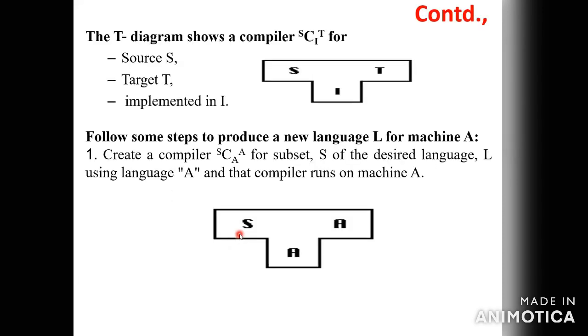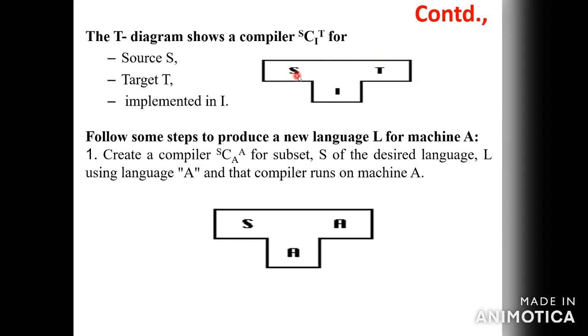Okay. Here I am indicating some T diagrams. In bootstrapping, it will be represented in the form of a T representation, the diagrammatical representation format. Previously I told we are having three languages: source, target, and implementation language. So in the T representation, S indicates source, T indicates target, and I indicates implementation language. So this is the representation.